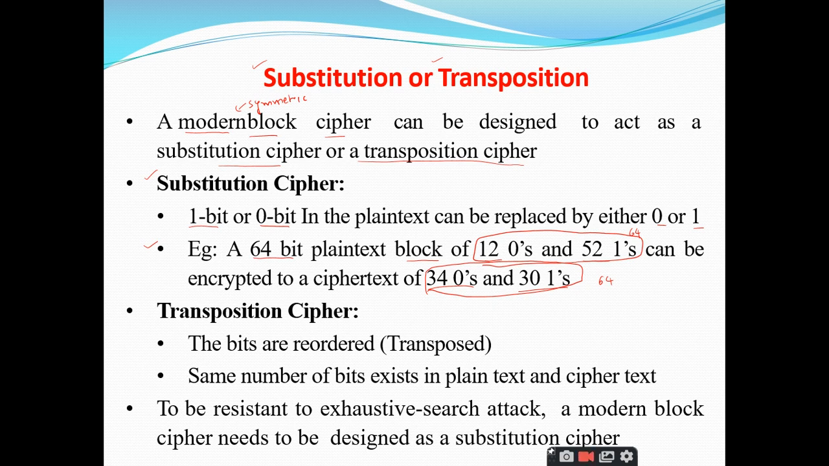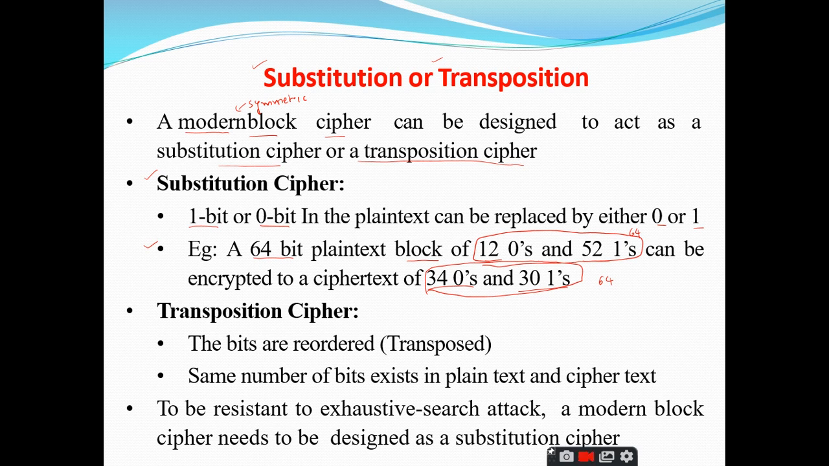But if you observe the number of zeros and ones, how many zeros are there in the plain text? 12 zeros. How many zeros are there in the cipher text? 34 zeros, right? Similarly, 52 ones are there in the plain text and 30 ones are there in the cipher text.